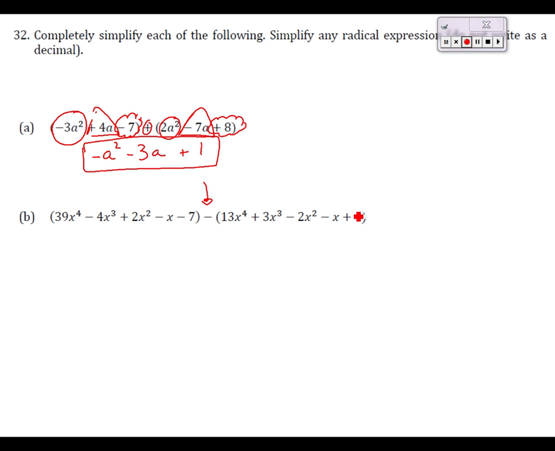So I'm just going to kind of do this. I'm going to change this to a plus, so I say to myself and, but I'm going to negatize everybody inside that parentheses. And now I'm going to do the same process I did before. I say, well, I've got 39x to the 4th over there, and I'm going to take away 13x to the 4th. So how many x to the 4th do I have left? 39, take away 13 is usually what, 26? Am I right there?